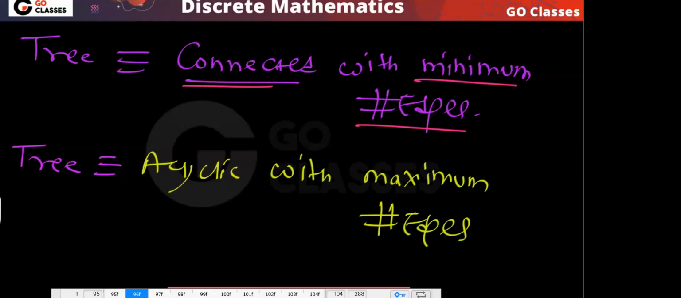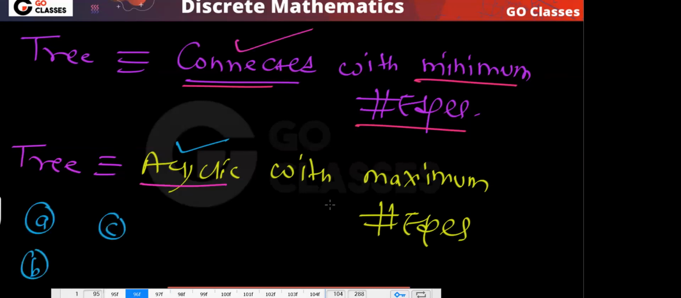Yes or no? Tree is connected with minimum number of edges, and tree is acyclic with maximum number of edges. Tree is acyclic with maximum number of edges. For example, if I give you this graph, like these two vertices, and I ask you to create an acyclic graph with maximum number of edges, you need to create it acyclic, and you need to put the maximum number of edges.